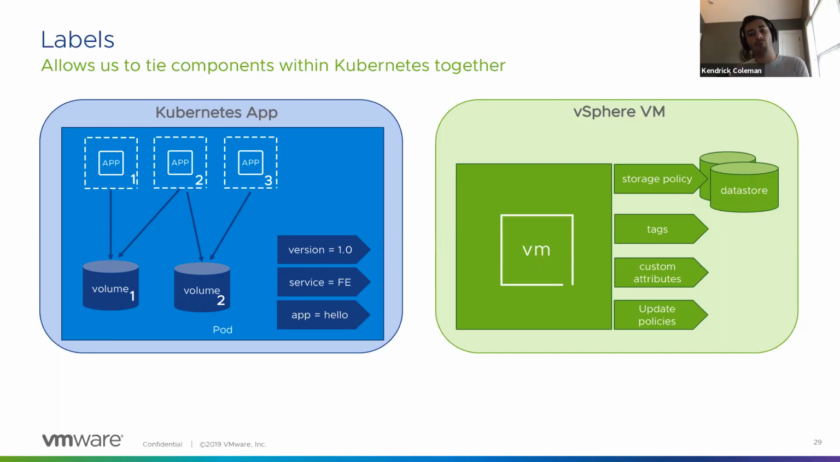Now in the vSphere world, we use labels as well. Probably the most notable is using storage policies. We create a new virtual machine, we attach a storage policy, and it allows one or more data stores that match that particular policy to be utilized. In addition, there are also tags and custom attributes that can be used by a multitude of other applications that are out there.